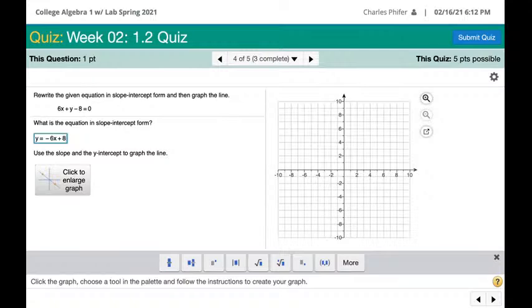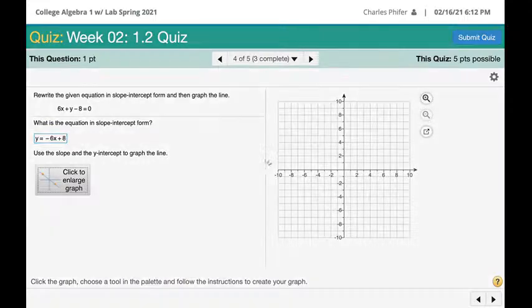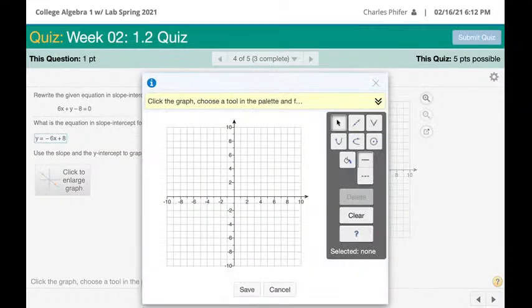And then use the slope and y-intercept to graph the line. Okay. So the y-intercept is 8, so it's going to be a line. We go to 8, there's our first point. That's an 8 on the y-axis. And then it has a slope of negative 6. So we will go down 6 and right by 1. That's the slope of negative 6.